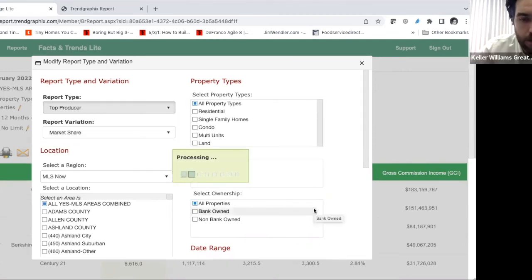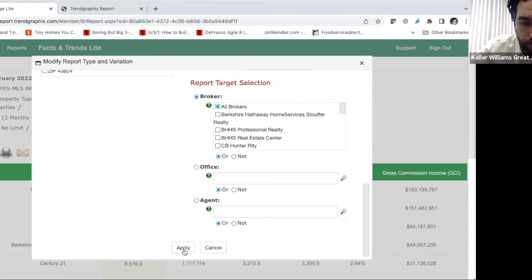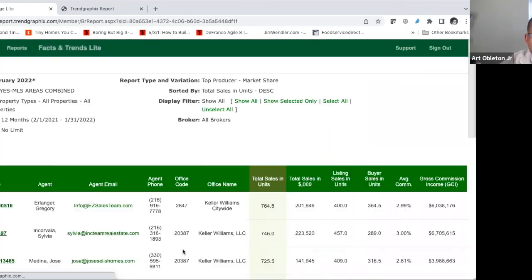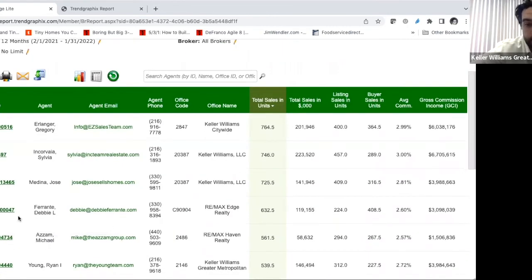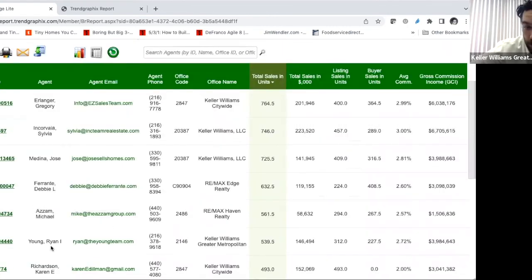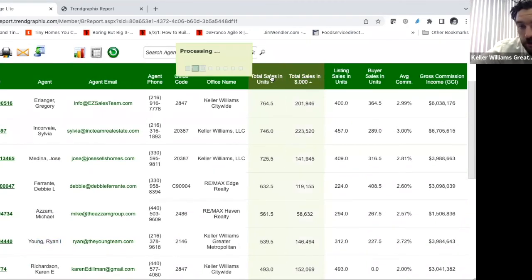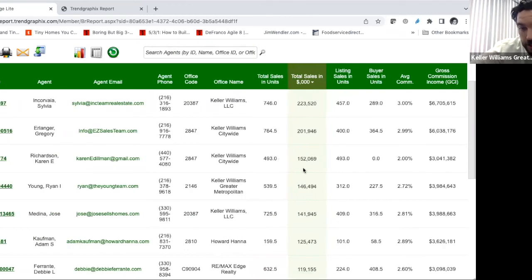Yeah. You can also go by top producer. You can see who the top producers in the area are. You see Greg and Gregor Langer, Mike Sinicola, Sylvia Corvaya and the Corvaya team, Jose Medina, Deb Ferrante, Mike Azam, our guy Ryan Young. This is sorted by units. You can also sort it by volume, and see that changes the hierarchy a little bit.